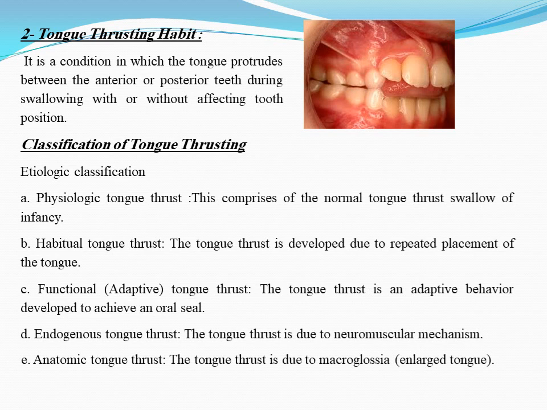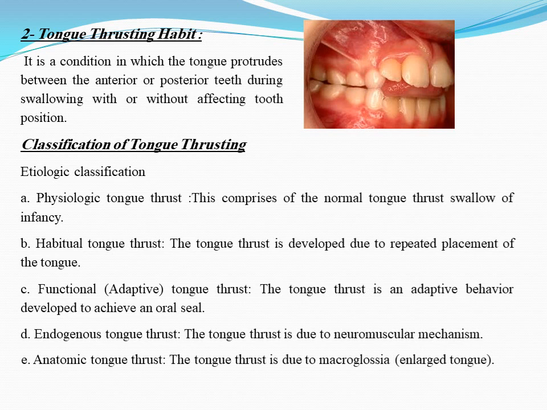Number 2, habitual tongue thrust. The tongue thrust is developed due to repeated placement of the tongue. Number 3, the functional or adaptive tongue thrust. The tongue thrust is an adaptive behavior developed to achieve an oral seal. Number 4, endogenous tongue thrust. The tongue thrust is due to neuromuscular mechanism. Number 5, anatomical tongue thrust. The tongue thrust is due to macroglossia or large-sized tongue.